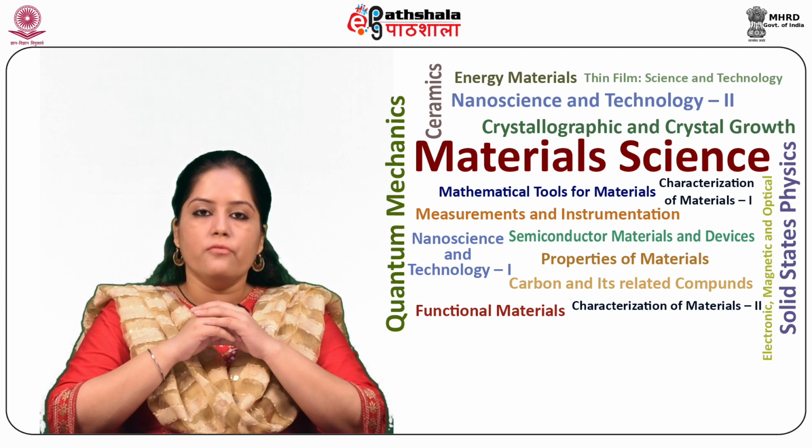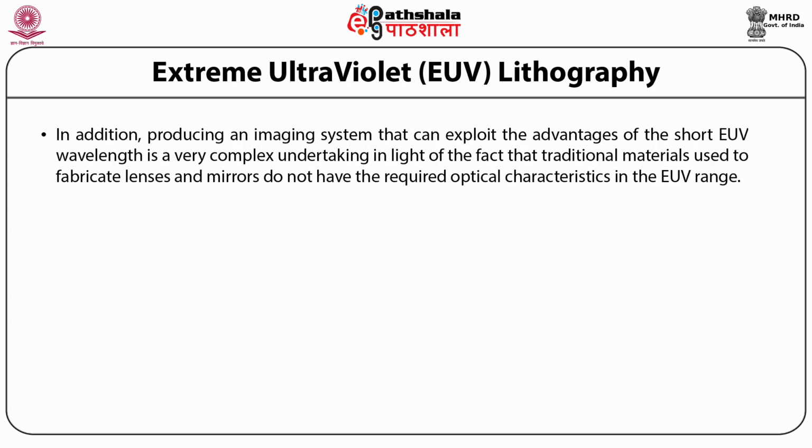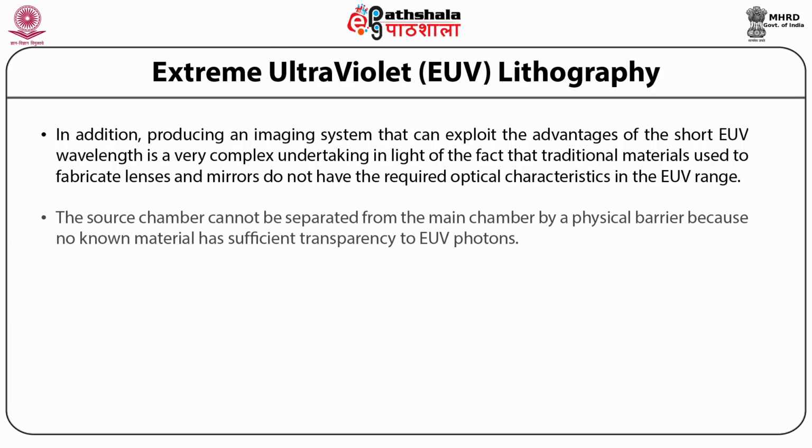EUV lithography in manufacturing. In addition, producing an imaging system that can exploit the advantages of the short EUV wavelength is a very complex undertaking, due to the fact that traditional materials used to fabricate the lenses and the mirrors do not have the required optical characteristics in the EUV range. Here the source chamber cannot be separated from the main chamber by a physical barrier because no known material has sufficient transparency to EUV photons.